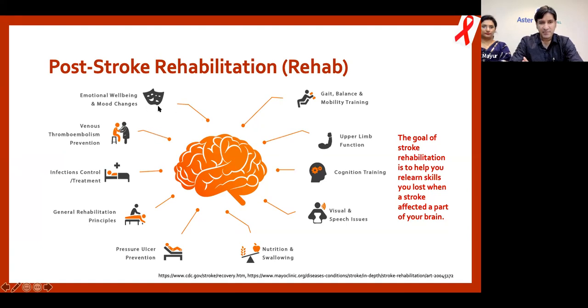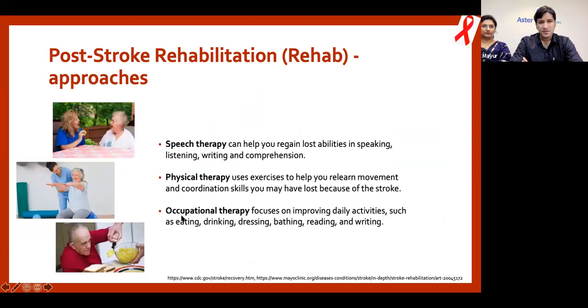Emotional well-being and mood change are very important because these factors play an important role in the patient's recovery. The most important therapies required are speech therapy, which helps the patient regain the ability to speak, listen, write, and comprehend. Physical therapy mainly involves fine motor skills like hand functions and gross motor skills like power and walking. Coordination skills are important too, as patients may sometimes lose balance.